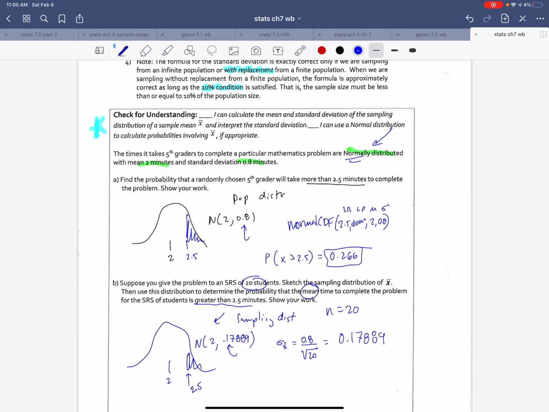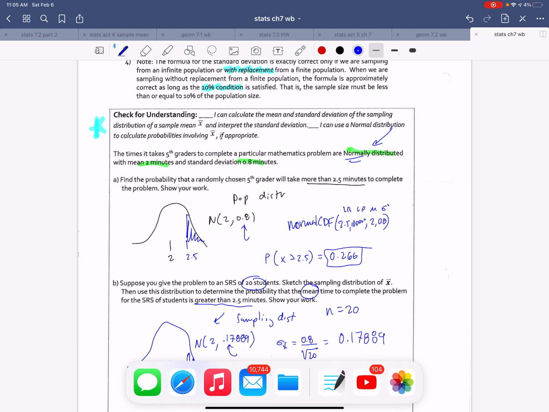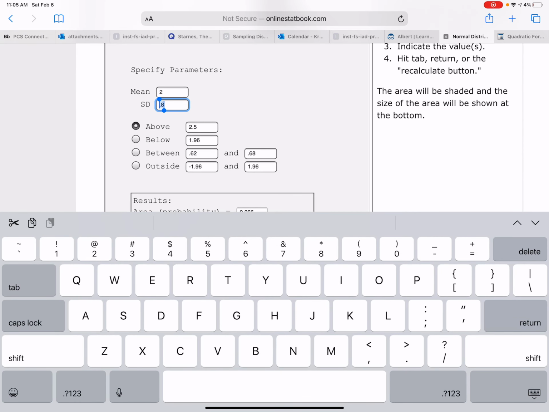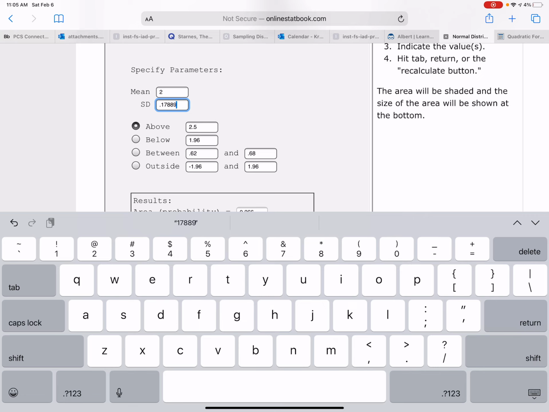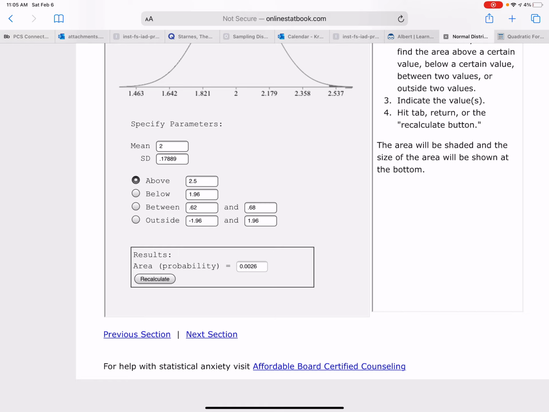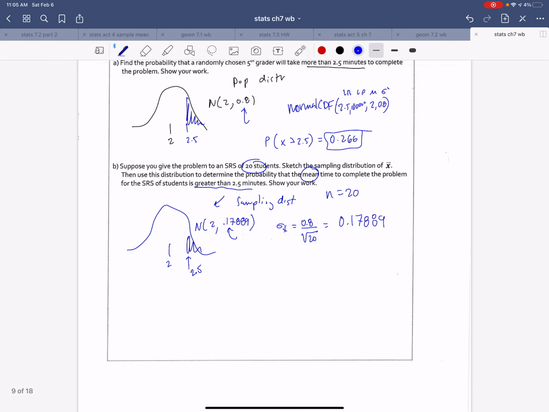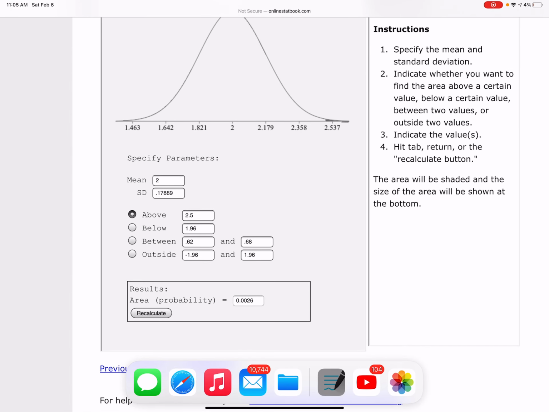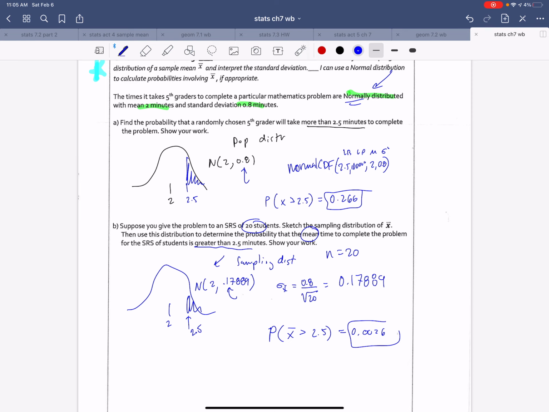What would it be? So this is going to be much lower probability. 0.17889. So everything else is the same, but my standard deviation is 0.17889. Run my calculator here. Yeah, way out, because my variability is a lot skinnier there. Okay, so I get 0.0026. So that probability of my x bar being greater than 2.5 is 0.0026. Nice.